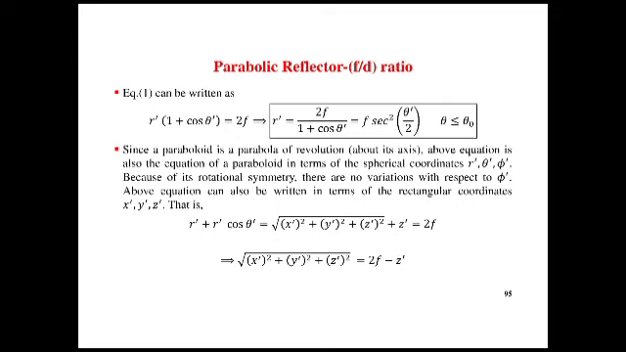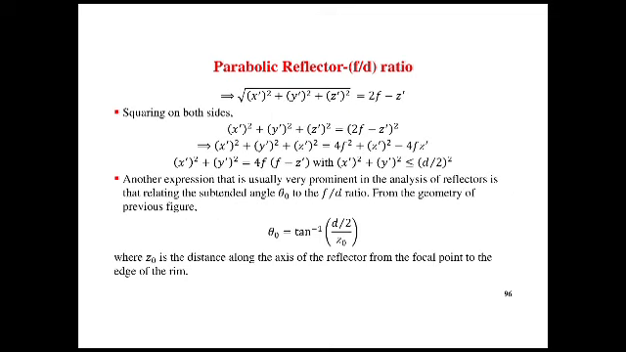So the value R dash is equal to 2f by 1 plus cos theta naught, which is equal to f into secant square theta naught by 2. Since the paraboloid is a parabola of revolution, the above equation can also be written in terms of spherical coordinates. So R dash plus R dash cos theta naught equals the square root of x dash square plus y dash square plus z dash square, plus z dash, equal to 2f.